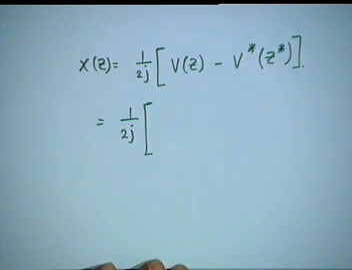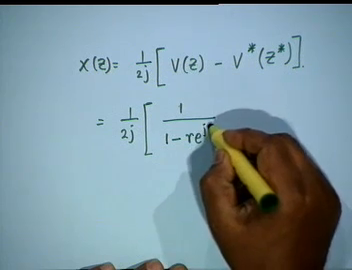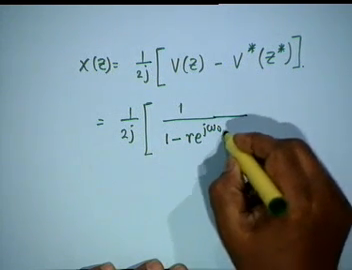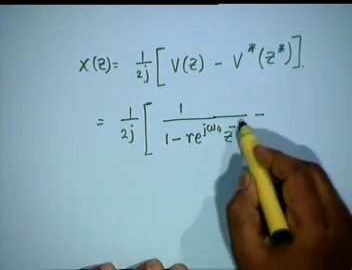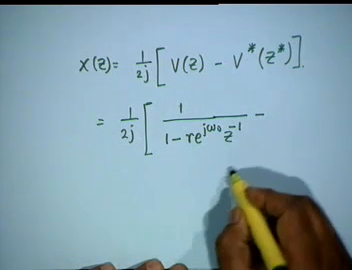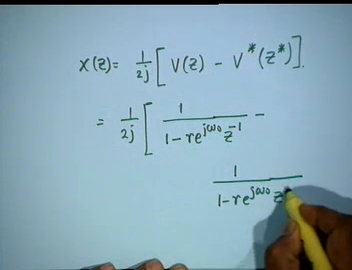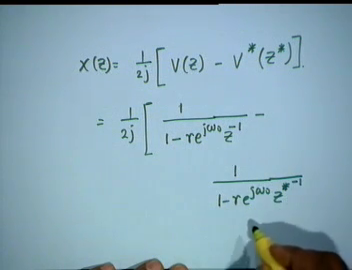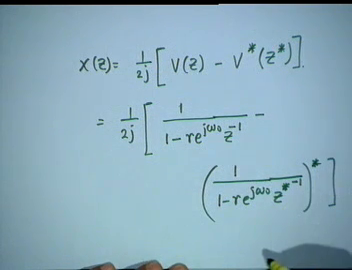V of z is the transform of r to the power n e to the j n omega 0. So, it is 1 by 1 minus r e to the j omega 0 z to the power minus 1, minus the complex conjugate of this with z also conjugated. So, let us write first what happens if we conjugate the z: r e to the j omega 0 z star inverse, then the whole thing will be starred. Okay.